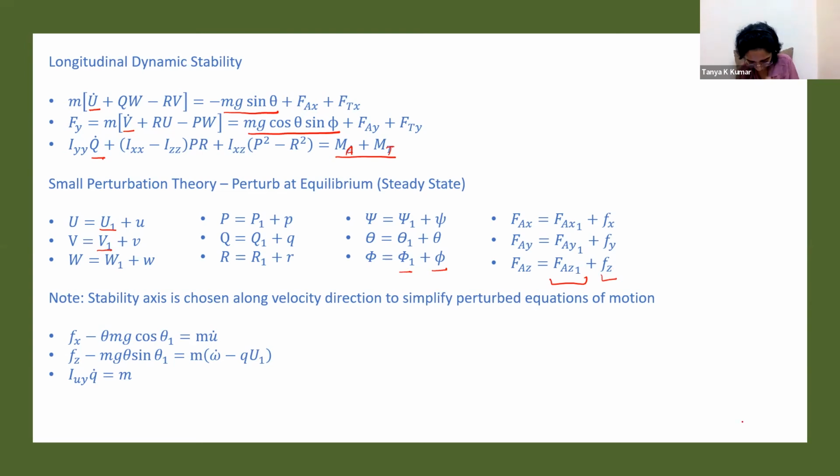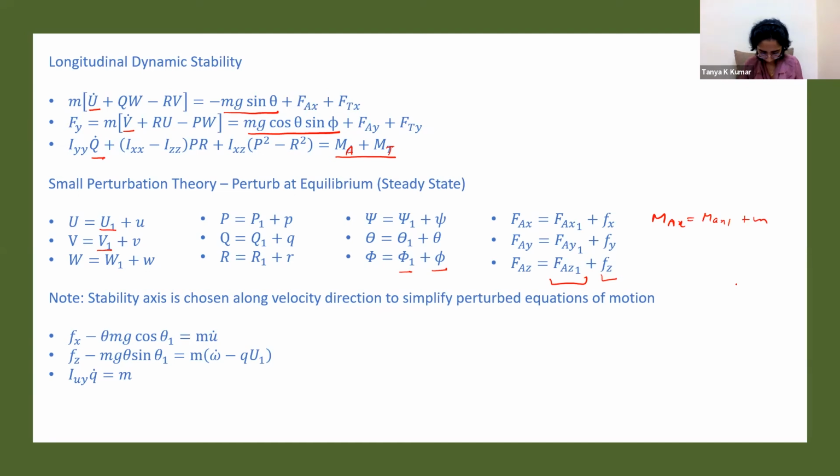I should also have written the moment terms. So you have MAX is MAX1 plus the perturbation, and so on and so forth. These are the terms in which we introduce a small perturbation to analyze the dynamic stability, to see whether it will return to equilibrium when subject to a perturbation. So you perturb the aircraft at equilibrium and see if it comes back.